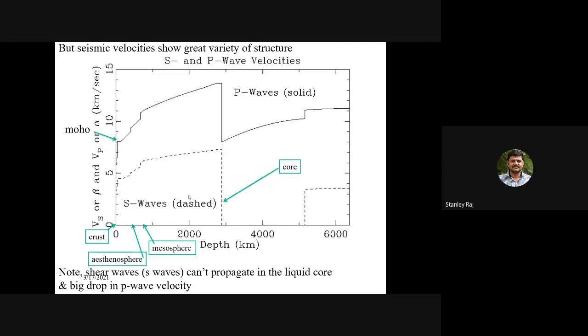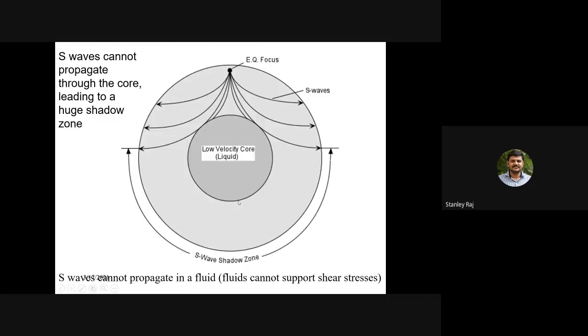Then what shall we do? We need to understand the layers of Earth. That's why we need to estimate the seismic wave velocity at the crust, how much speed there is, and in the asthenosphere, the mesosphere, and the core. That is necessary. So S waves cannot propagate through the core, leading to a huge shadow zone.